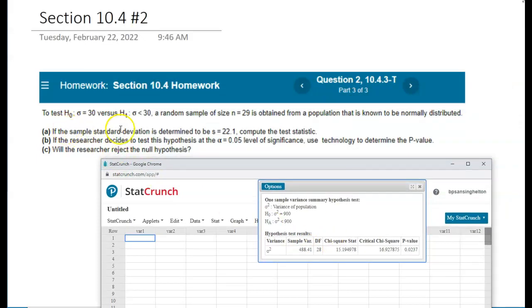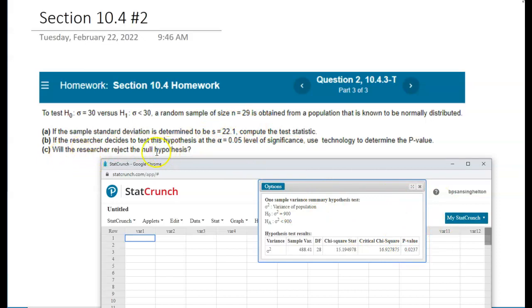So it asks for the sample test statistic. So in this, our test statistic is our chi-square stat. So our chi-square stat is 15.19. So that's part A. Part B, find the p-value. So the p-value is right there, 0.0237, because we put in our alpha's level of significance. 0.05, that actually doesn't matter. We're comparing our p-value to that level.